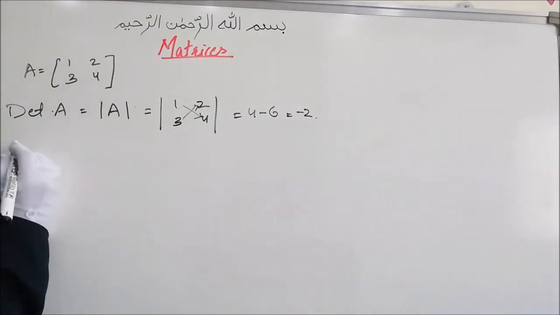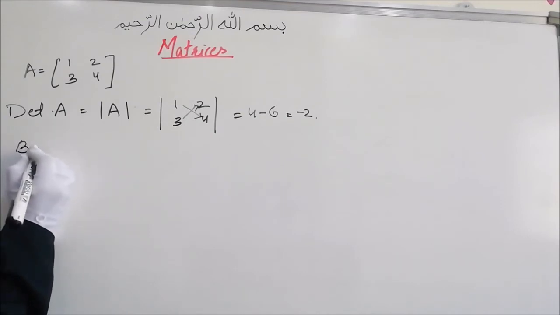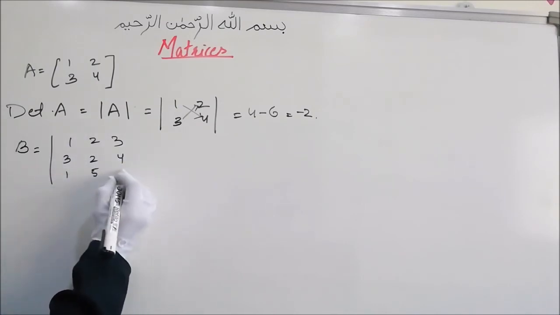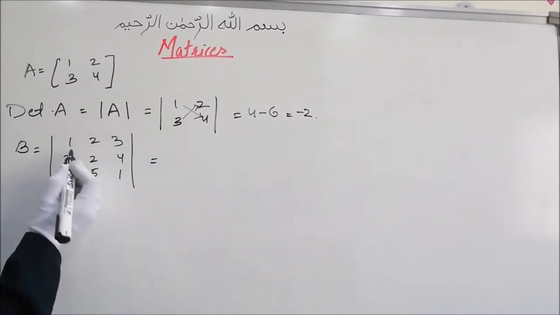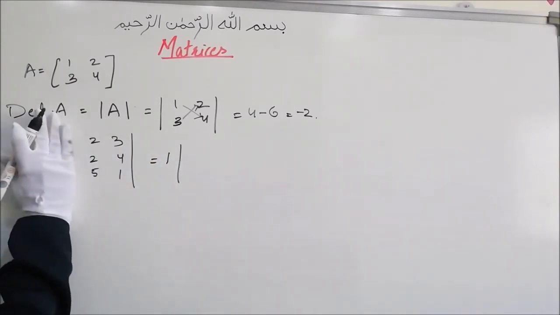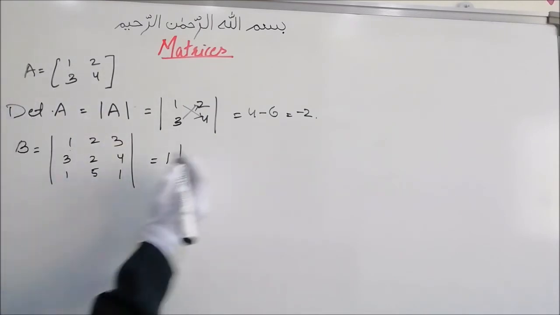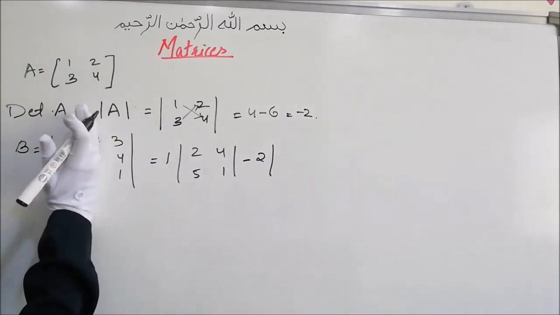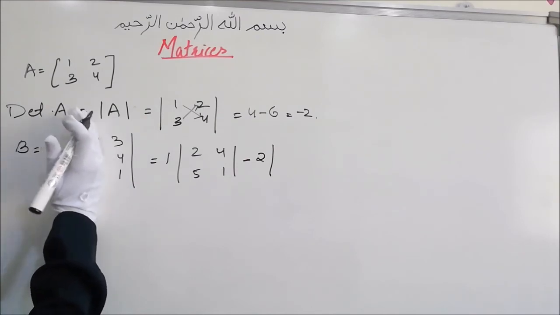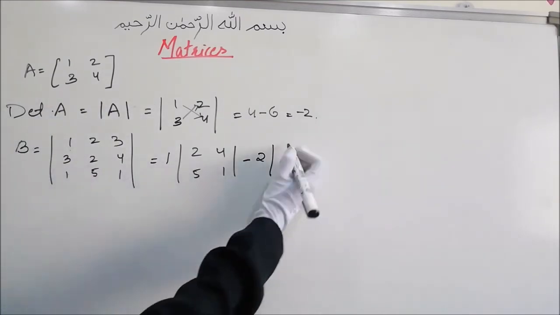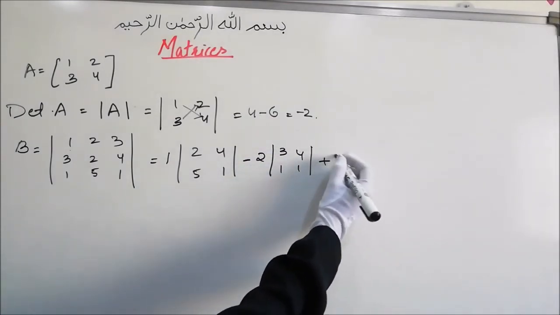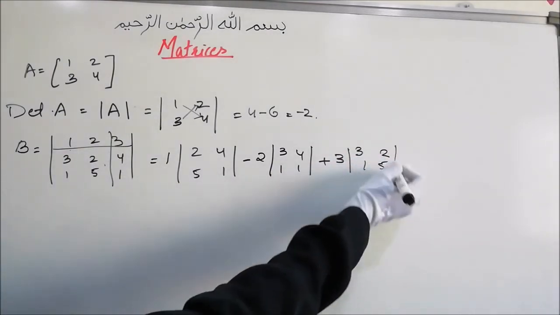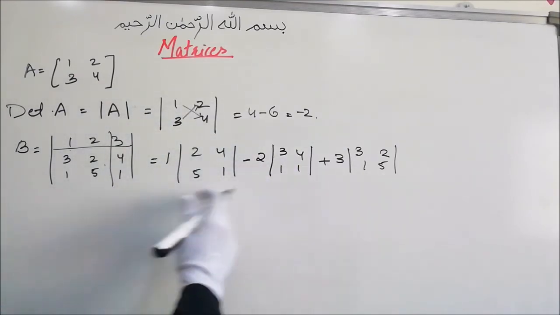For a 3 by 3 matrix, how do you do it? Let's consider a 3 by 3 matrix B, which is, let's say, 1 2 3, 3 2 4, 1 5 1. Now we get the determinant of this. You take 1 here and the determinant of the remaining terms. Remove this row and this column. You will get 2 4 5 1. Then you do minus 2 into again this sum. Remove this row, this column: 3 4 1 1. Plus 3 into, remove this row and this column, you will have only this term, 3 2 1 5. Do the determinant like you usually do for a 2 by 2 matrix and then solve this.